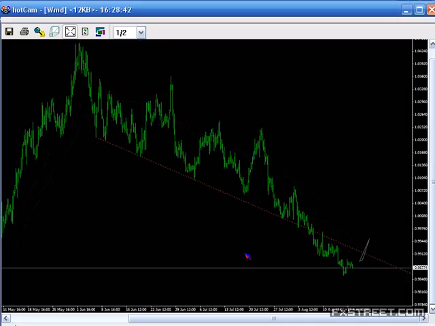A break through the wall, a little pullback, and I'd be looking for that same wall to be acting as support, and I'd be looking for the long trade on the dollar Canadian at that point in time. So the wall very much defines the bias. She's below that wall right now. There's no reason for us to be changing that bias at all at this given moment in time.